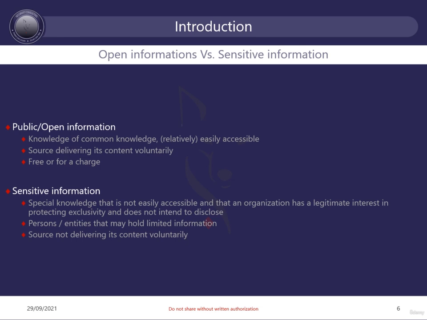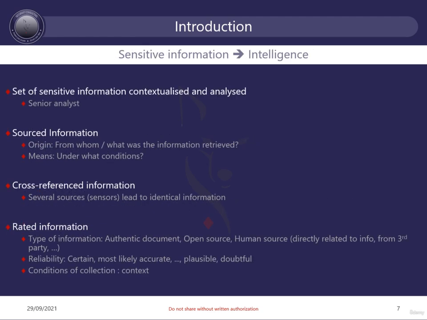Sensitive information is specific knowledge that is difficult to access and that a company or its owner has an interest in protecting and limiting disclosure. The person or persons or entities who may hold this information is limited by the owner to those with the need to know principle.